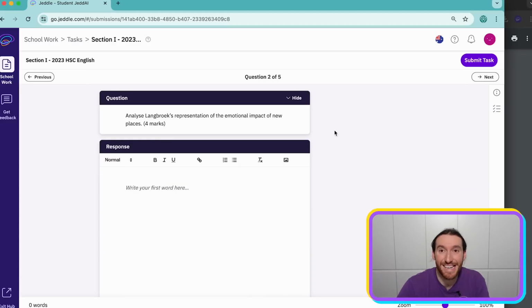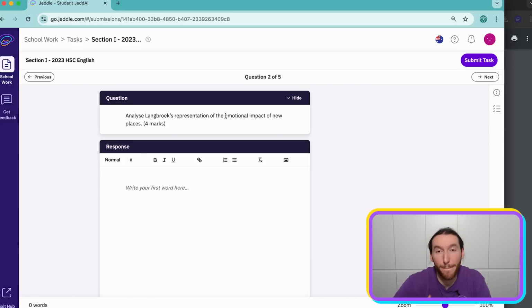Now, let's get to the second question here. Analyze Langbroek's representation of the emotional impact of new places. 4 marks, 4 sentences, 1 topic sentence, 3 sentences of analysis. It is a formula that you just need to know and that you can apply on the day. Make sure you're familiar with it.